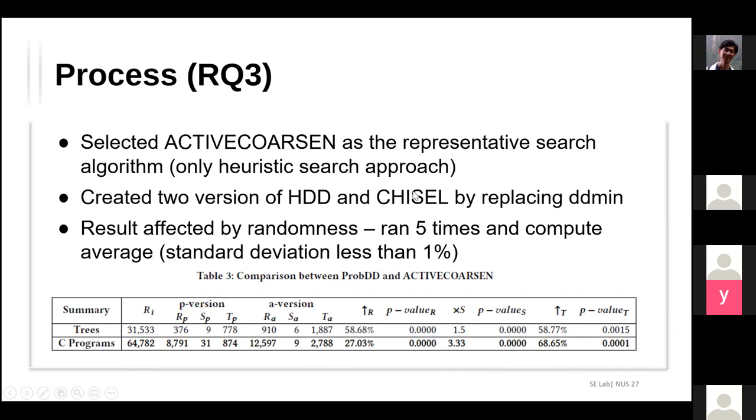And similarly, they also created two different versions of HDD and Cheezer by replacing ddmin with the active search algorithm. Because this result is affected by randomness, as we saw just now, how you start and select your probabilities, your initial set, will affect the runtime as well. So they ran it 5 times and computed the average. The reason for 5 times is that the standard deviation across the 5 runs is already less than 1%, so they assume that it's sufficient. And overall, it also performed better than active quorum.